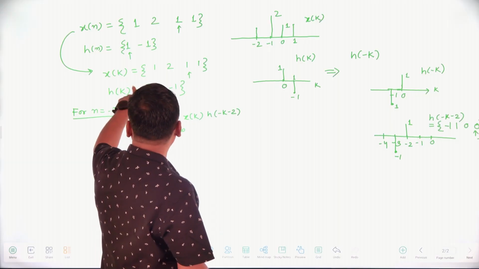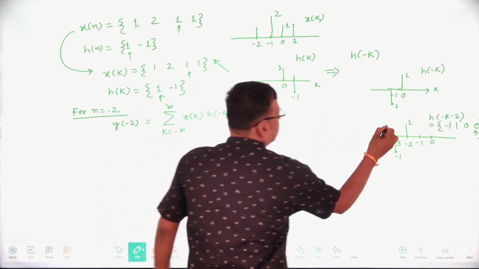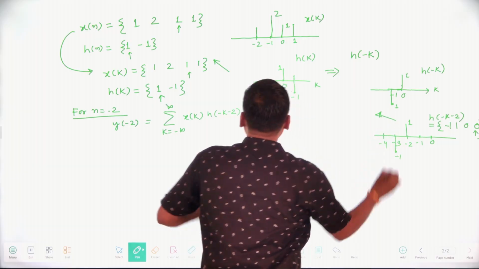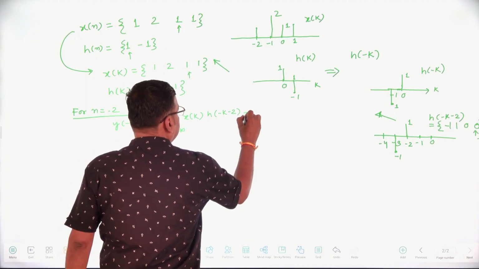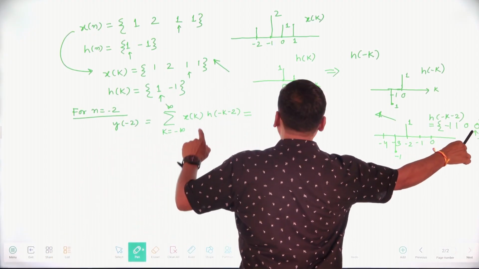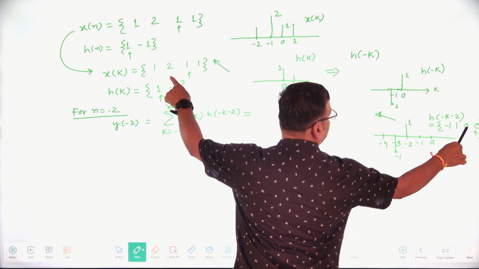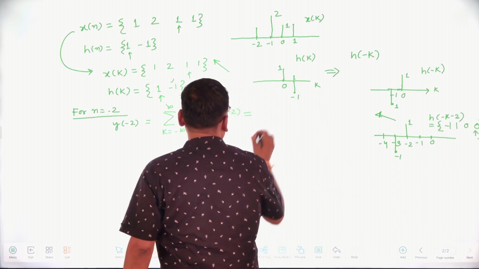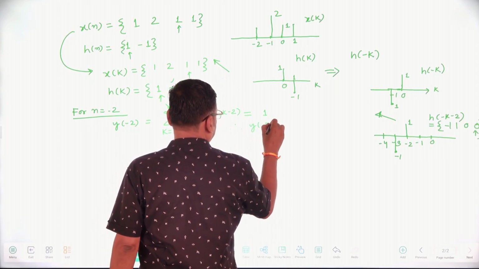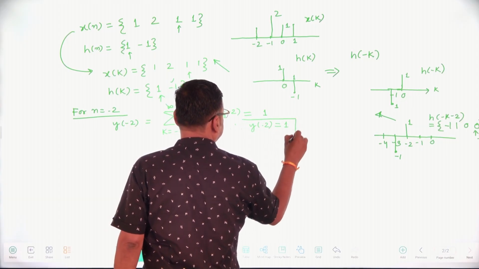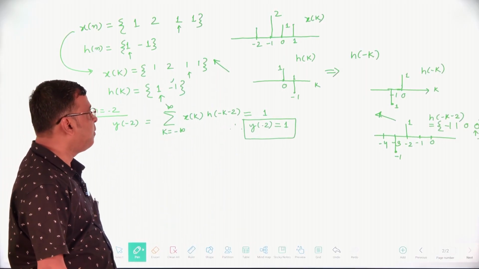Then multiply x of k with h of minus k minus 2. At n equal to 0, 1 into 0 is 0. Then minus 1, 2 into 0 is 0. Then 1 into 1, that is 1. Therefore, y of minus 2 is 1. Okay. y of minus 2 equal to 1.